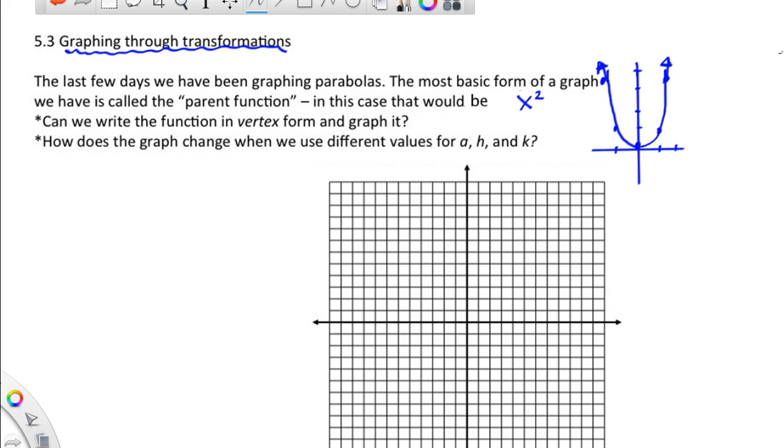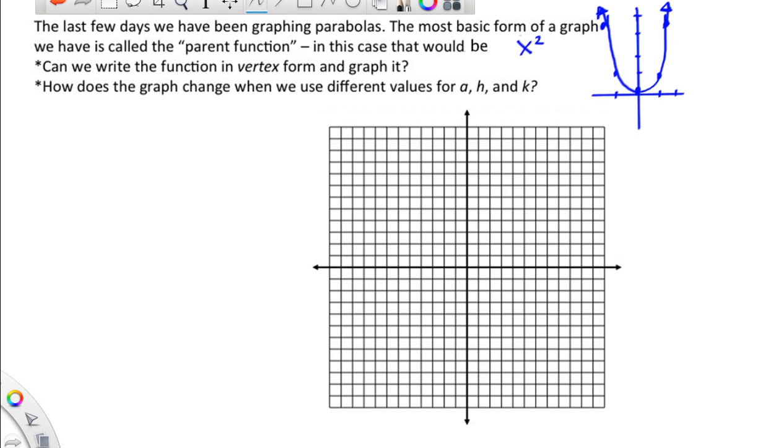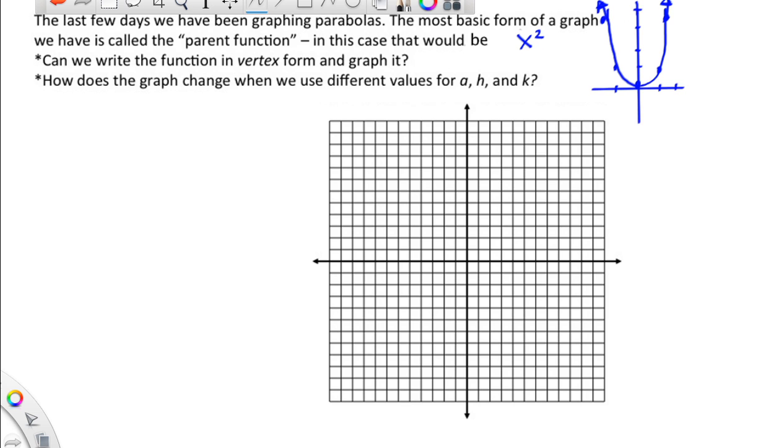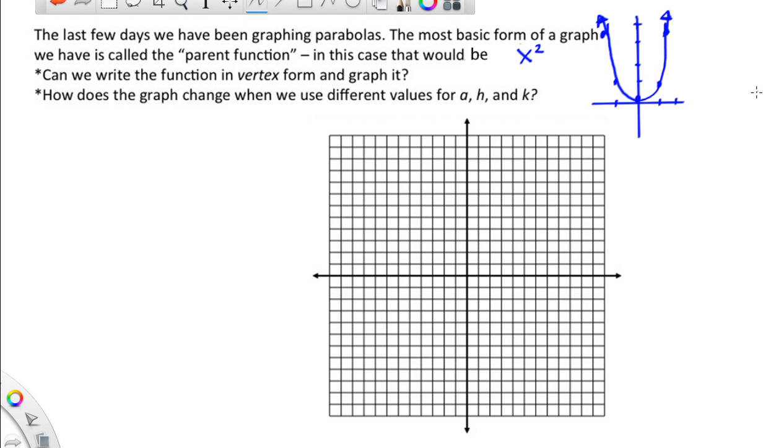The way then to do graphing through transformations would be by figuring out what is different from y equals x squared, and y equals x squared can be written this way. So the short way is this one, but y equals x squared can also be written as 1 times x minus 0 squared plus 0. So the easiest way to do these is actually by comparing it to the vertex form of our parabola.